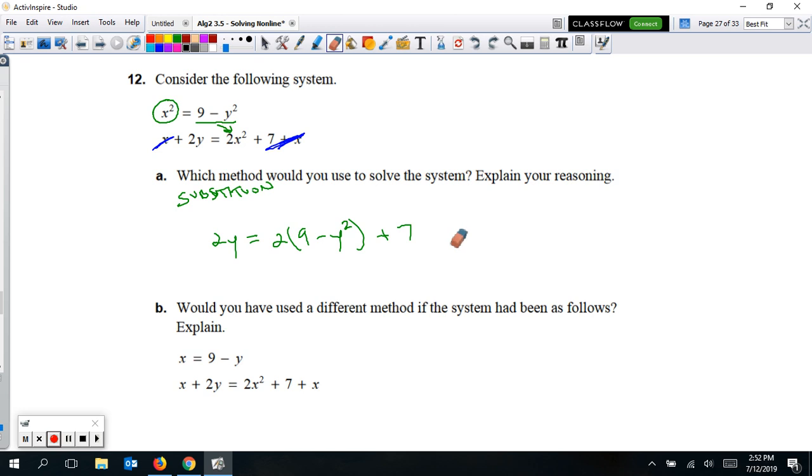minus those x's. So that now just gives us an equation in y using substitution. Then the second one, B, says, would you have used a different method if the system had been as follows?